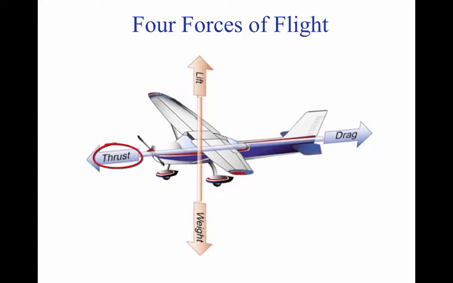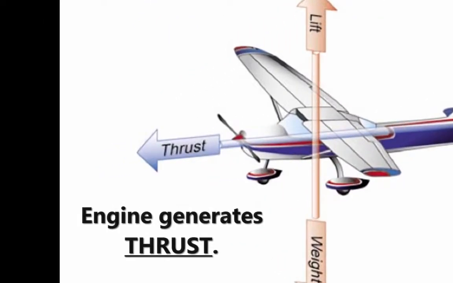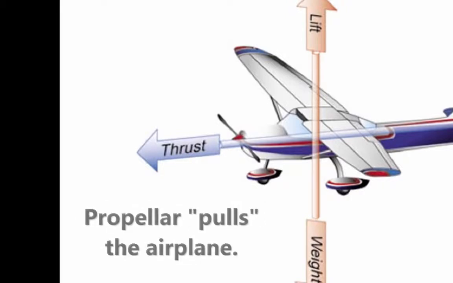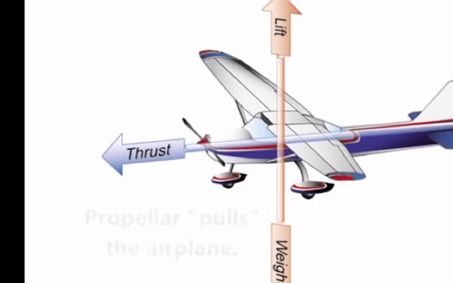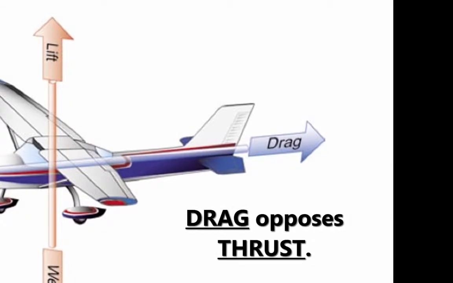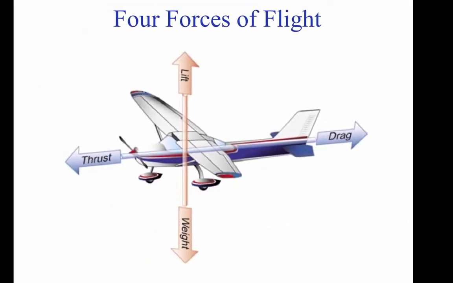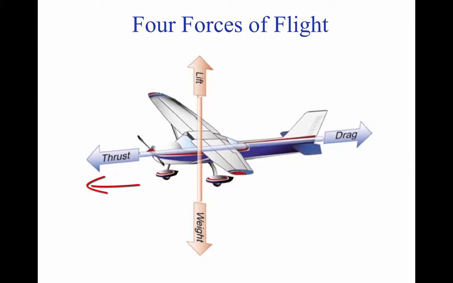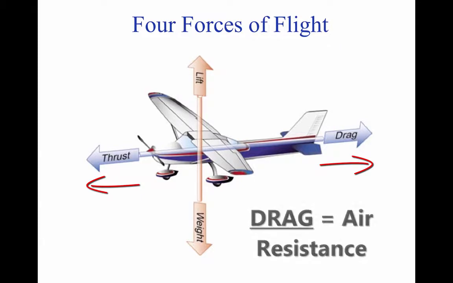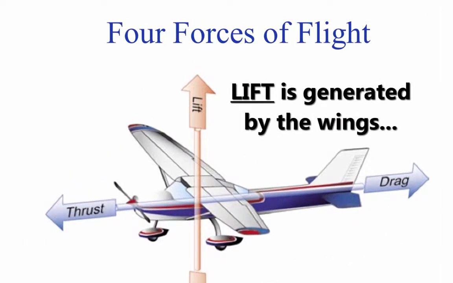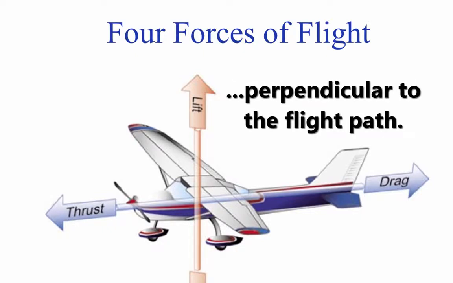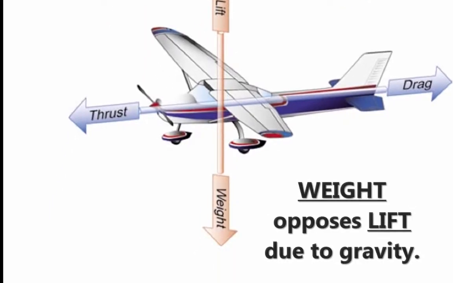These forces are thrust, drag, lift, and weight. Thrust is generated by the engine, power plant, and the propeller, which pull the plane forward through the air. Drag is the next force and acts opposite the aircraft. While thrust pulls the plane forward, drag slows the plane down and is caused by air hitting the body of the airplane. Lift is generated by the dynamic effect of the air acting on the wing and acts perpendicular to the flight path. Weight opposes lift and is caused by gravity.